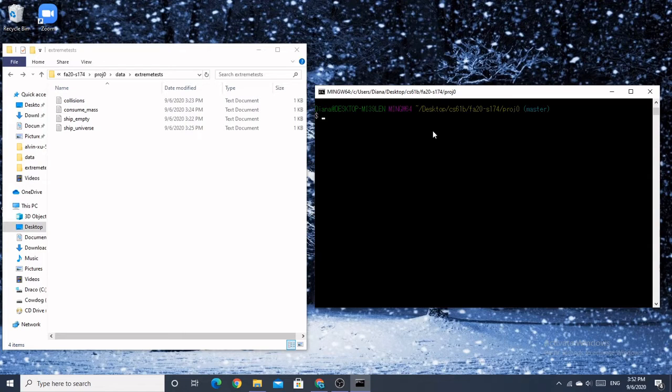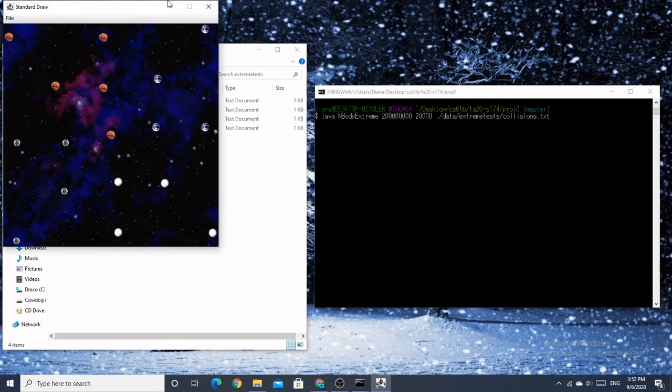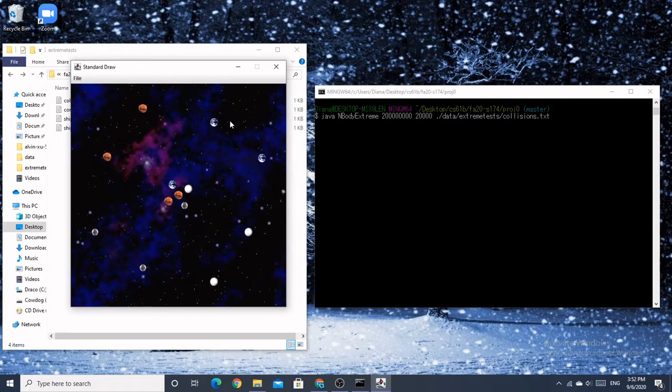So the first functionality that I have added is elastic collisions between planets. As you can see in this simulation, our planets are moving under gravitational forces as normal, but they can also collide with each other and elastically bounce off of each other.